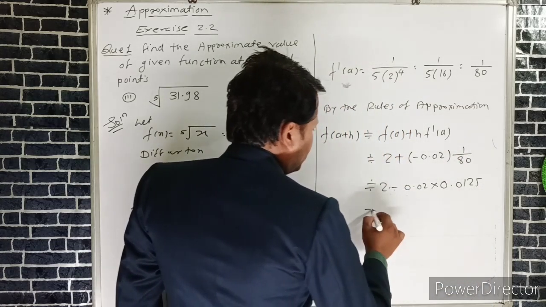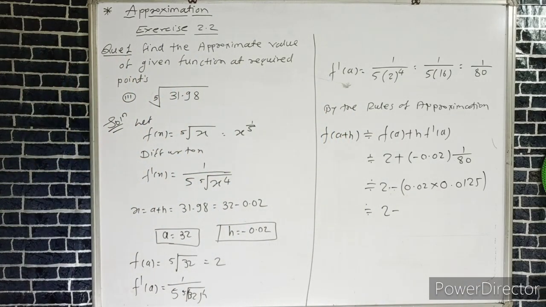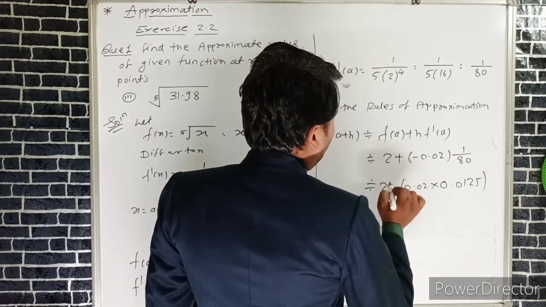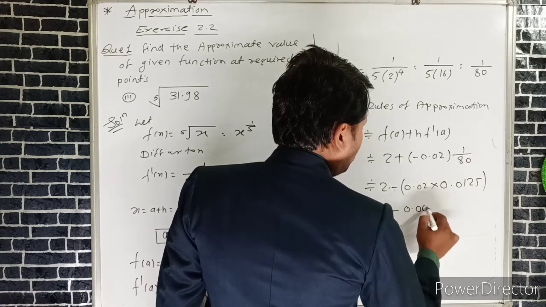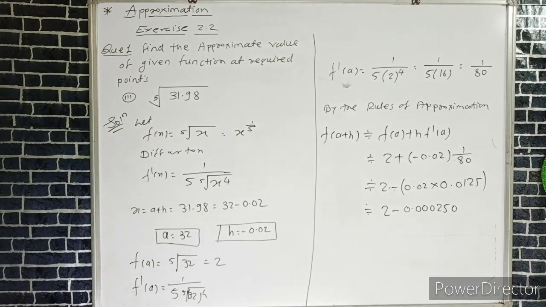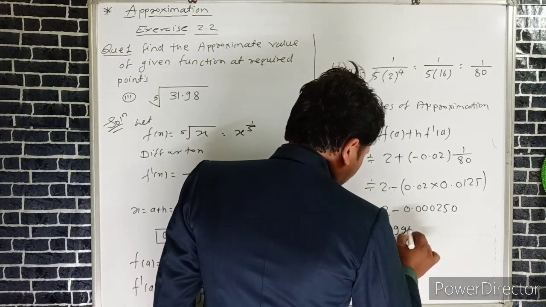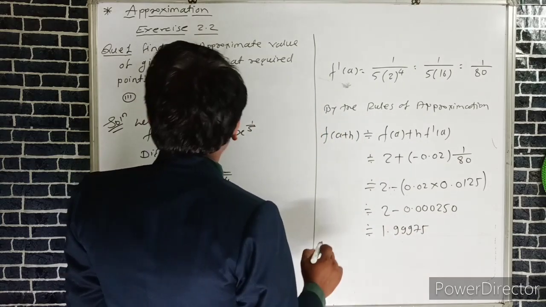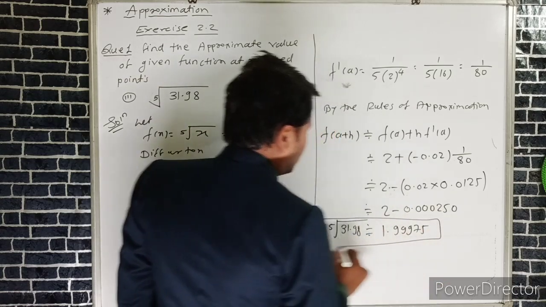1 upon 8. So if we multiply both terms, we can write 2 minus 0.02 into 0.0125, we can write 2 minus 0.000250, we can write 1.99975, which is the required value of the fifth root of 31.98, which is the required answer.